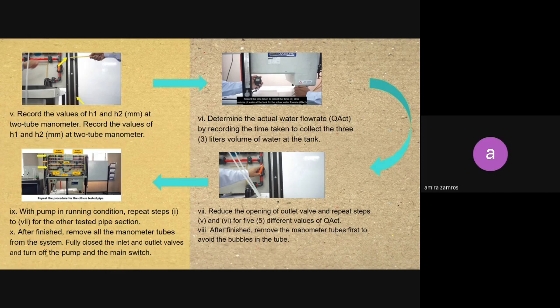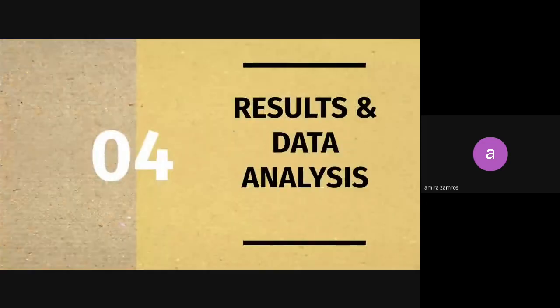After finishing, remove the manometer tube first to avoid bubbles in the tube. And lastly, with the pump running, repeat step 1 until step 7 for the other tested pipe section. After finishing, remove all the manometer tubes from the system, fully close the inlet and outlet valve, and turn off the pump and the main switch. That's all for procedure. Next, I will pass to the next member.